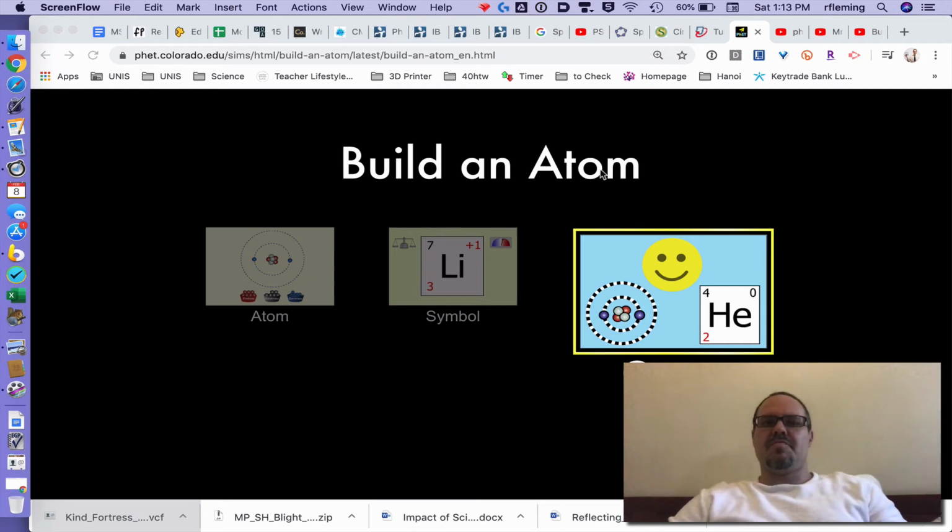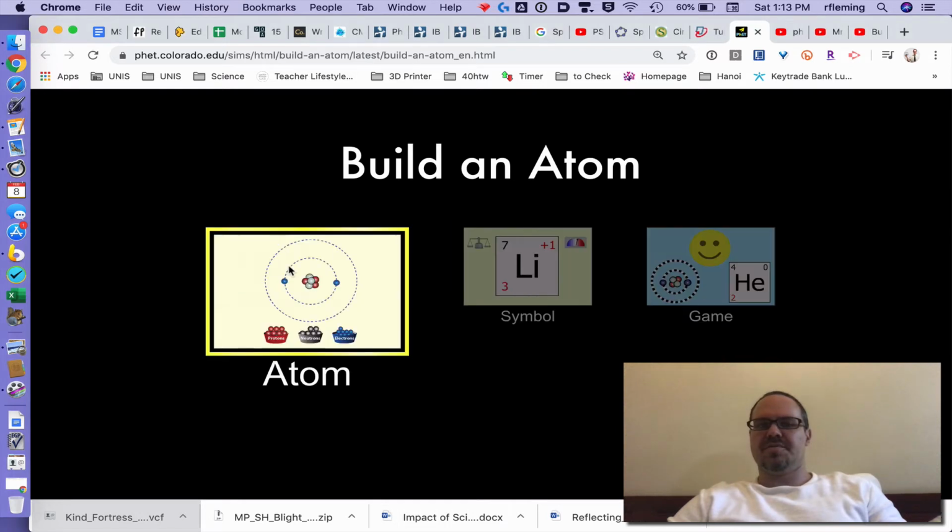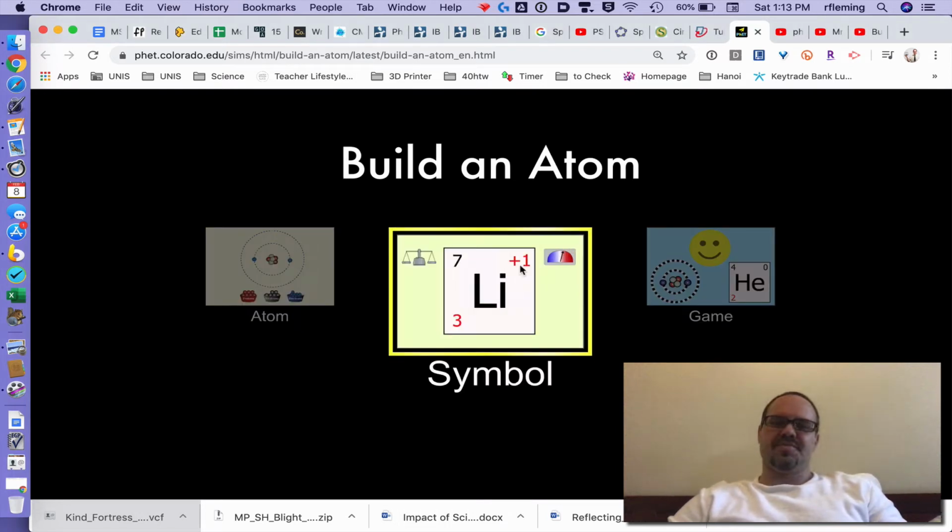Using PhET's Build an Atom. Our goal here is to test your knowledge with the games. If you're having difficulty with the games, you might want to go back to check out the atom section or the simple section. Let's first start with the game, so let's have a look at them.